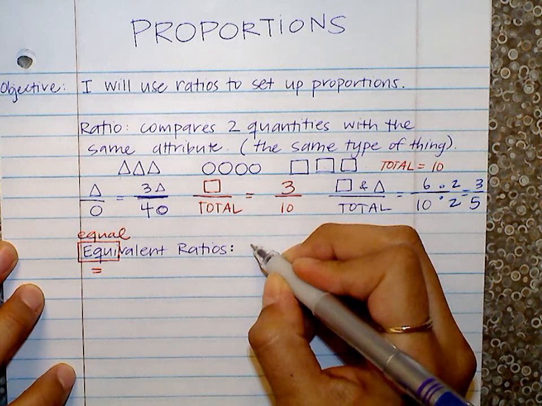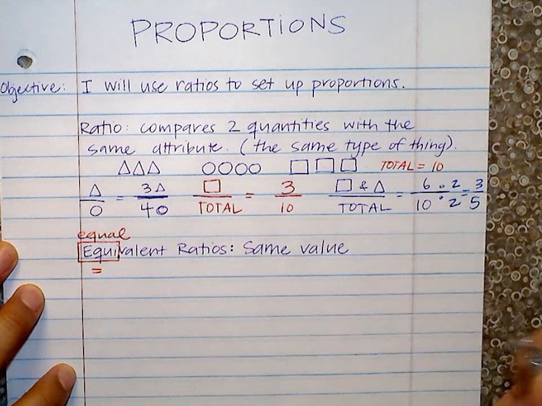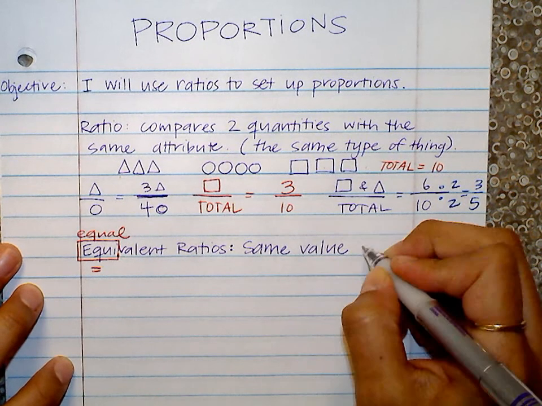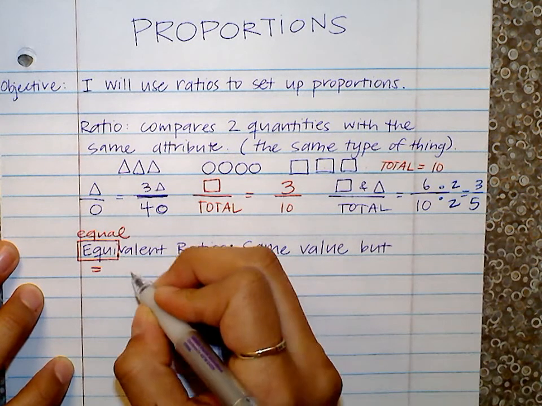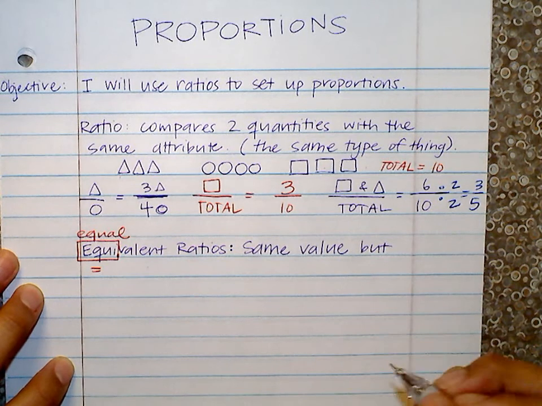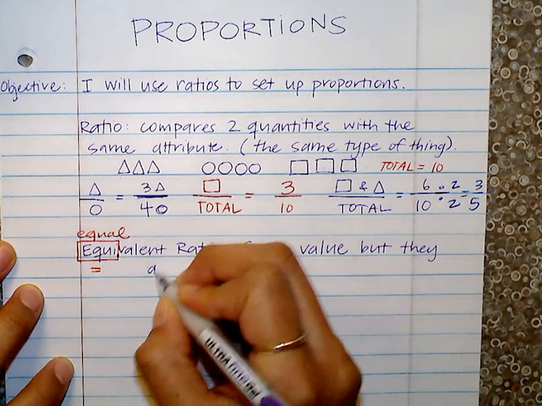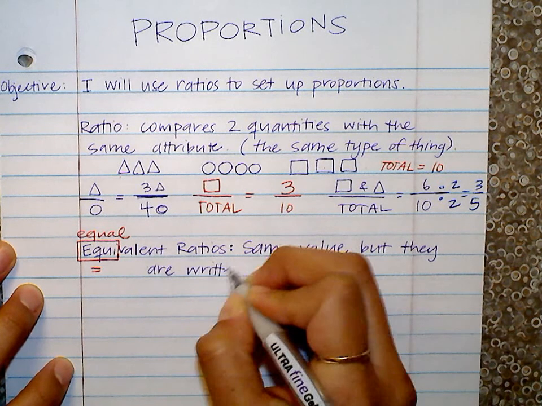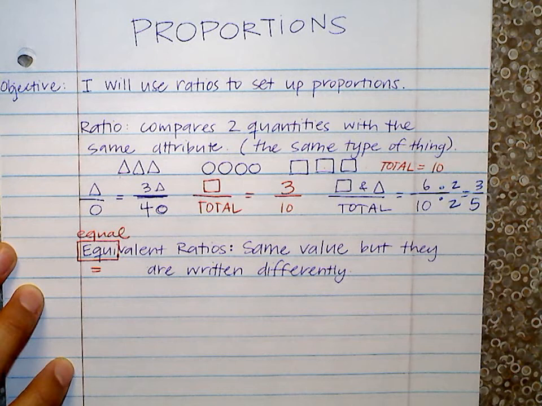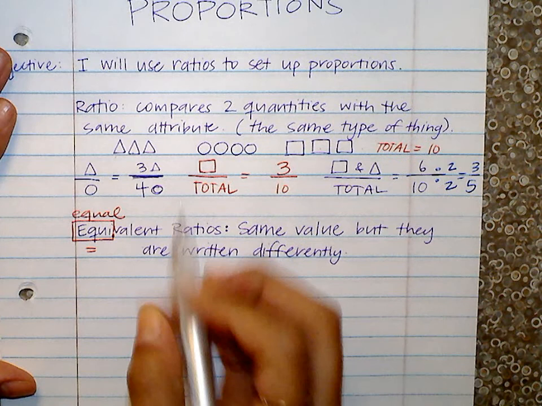Oh wait, we gotta define it. I thought I said that. Okay, apparently I didn't. Well, we learned it in class. Okay, all right. So, numerator, denominator. Numerator, denominator. Okay, same value, but they look different. Let's do an example. Let's look at our first one, the triangles and circles, 3 to 4.